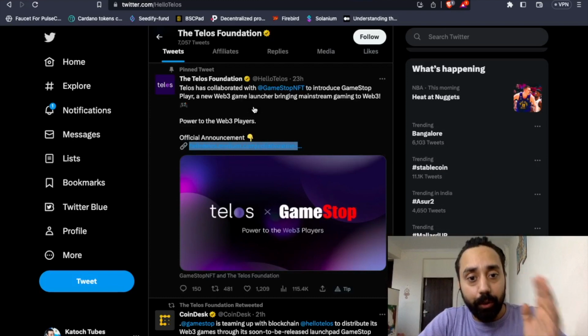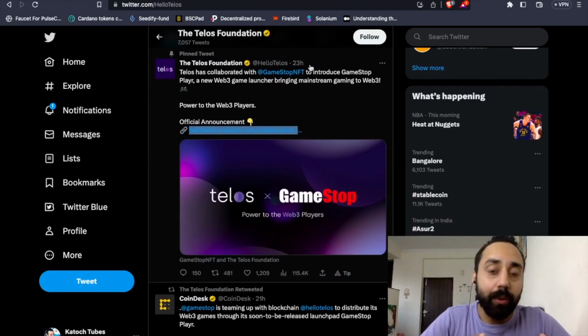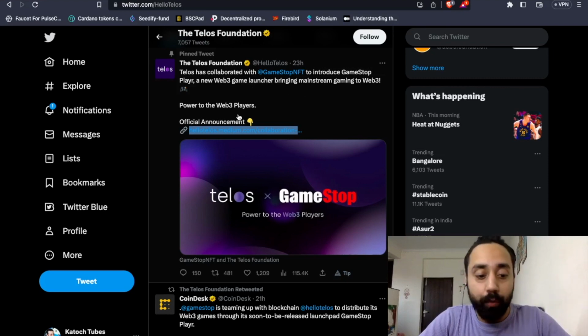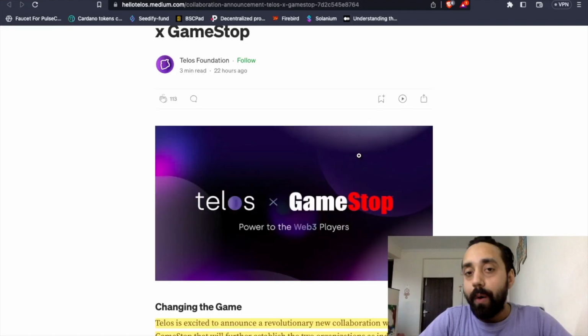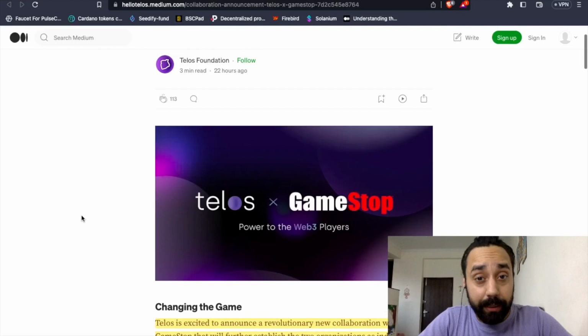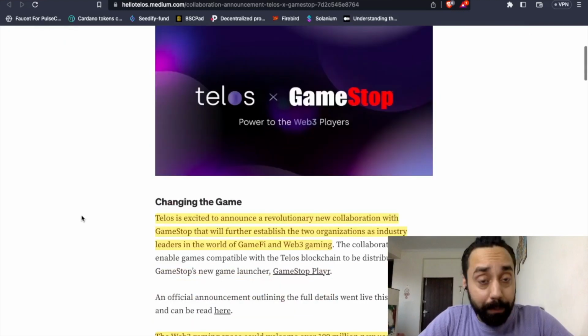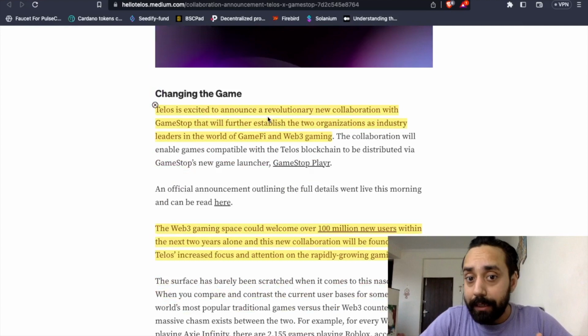Now this recent news of TLOS was released just 23 hours back: TLOS has collaborated with GameStop NFTs to introduce GameStop Player, a new Web3 game launcher bringing mainstream gaming to Web3. So this is big news for TLOS, and that is because expanding its ecosystem with GameStop may boost the price of the TLOS token. This is the post in which they stated that TLOS is excited to announce collaboration with GameStop that will further establish the two organizations as industry leaders in the world of GameFi and Web3 space.